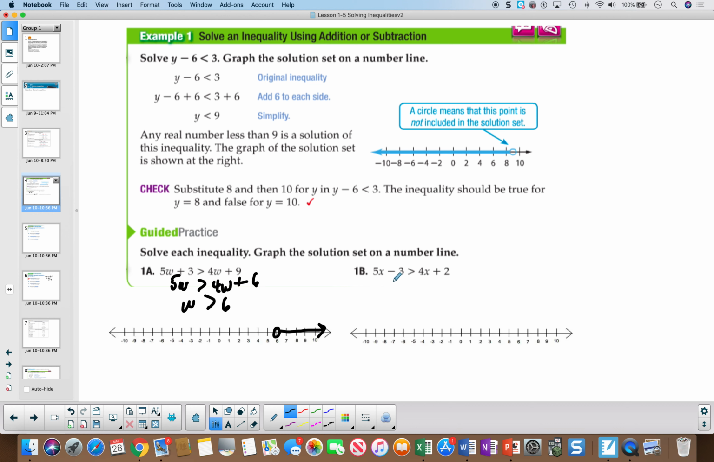It's the same all the way through. Okay, here I'm going to add 3 to both sides. So 5x is going to be greater than 4x plus 5. And I'm going to subtract 4x on both sides, so this will be x is greater than 5. Notice the greater than sign continues all the way through. I'm going to put a circle around 5 and all values greater than 5. And that's a graph of all the solutions there.